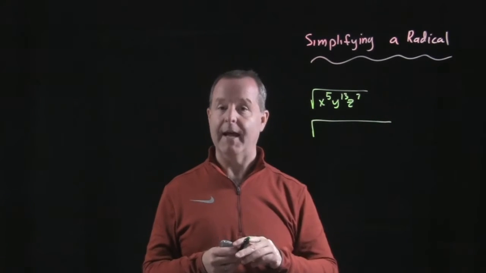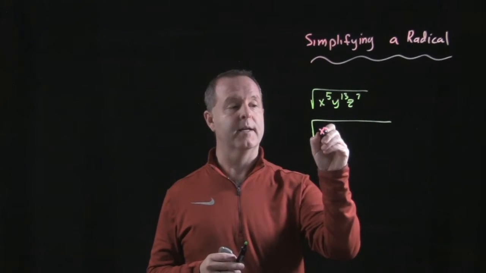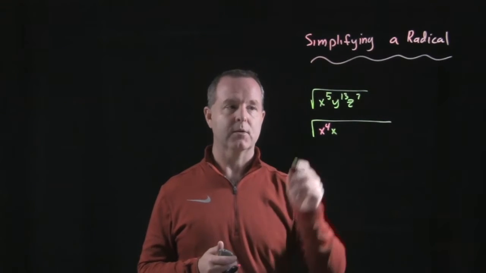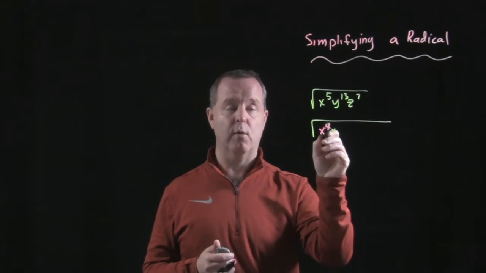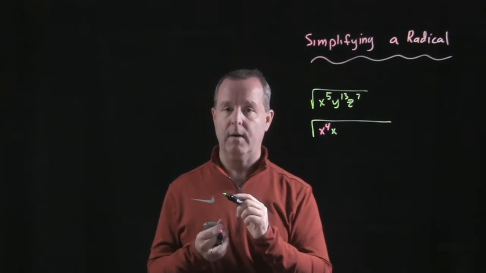So x to the fifth is not a perfect square, but I know x to the fourth is, and I have one more x there. So x to the fifth can be rewritten as factors x to the fourth times x. And I know x to the fourth is my highest perfect square.